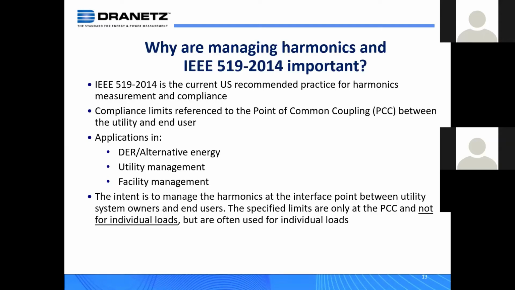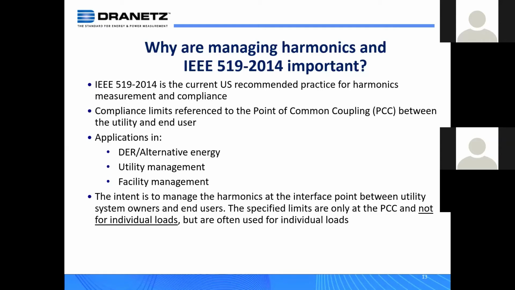Well, first of all, from a US and North American perspective, 519-2014 is the current US recommended practice for harmonics measurement and compliance. Compliance limits are referenced at the point of common coupling between the utility and the end user. As this last bullet says, the intent is to manage harmonics at the interface point between the utility and the system owner or the end user. It's not meant to manage utility harmonics.